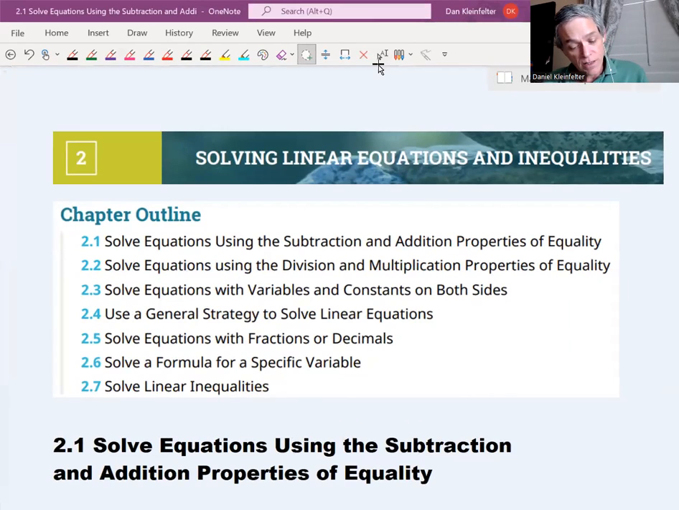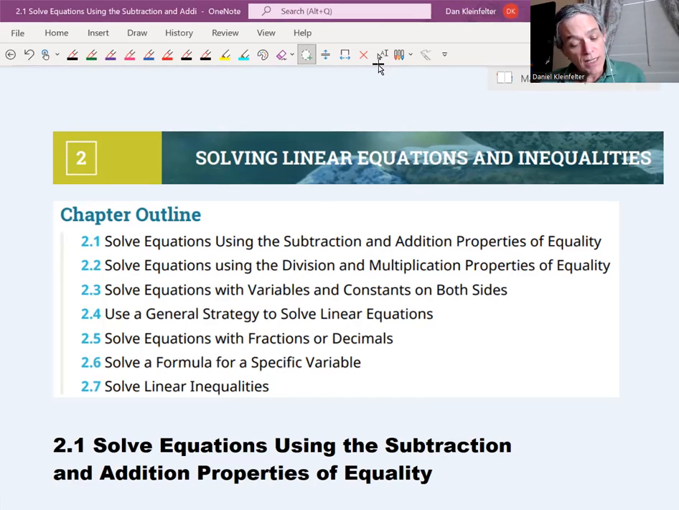The titles of the first sections look really similar. Solve equations first using subtraction and addition properties of equality, then solving using multiplication and division properties of equality. So the first 2 sections are really important. They're about the basics of how you solve equations. 2-3 says solve equations with variables and constants on both sides. So it's kind of more of the same, but more complicated equations.